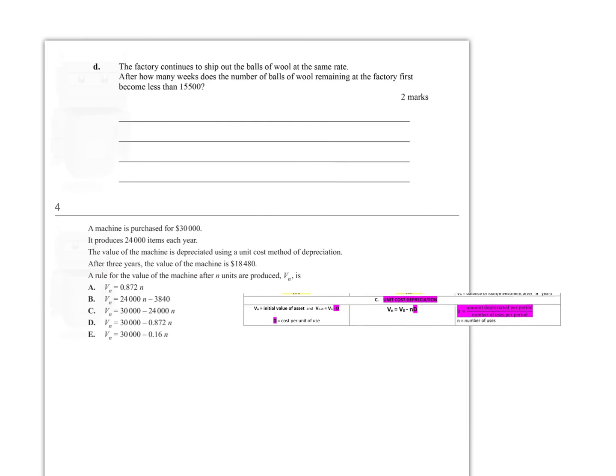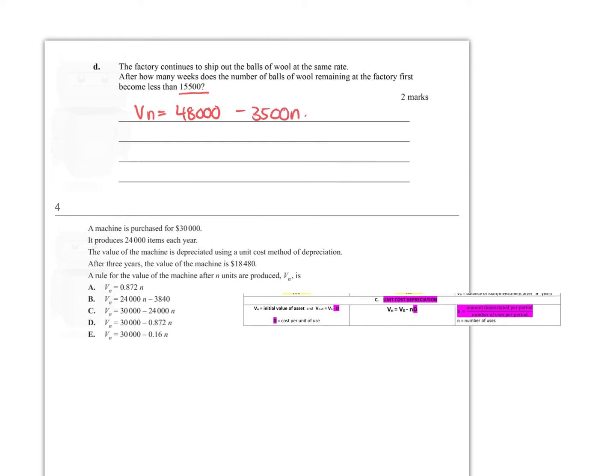So it says the factory continues to ship out the balls of wool at the same rate. After how many weeks does the number of balls of wool remaining at the factory first become less than this? So there's a couple of ways you could do it. You could just keep clicking it in your calculator, or because you have the nth term formula, where we had 48,000 minus 3,500 times n.